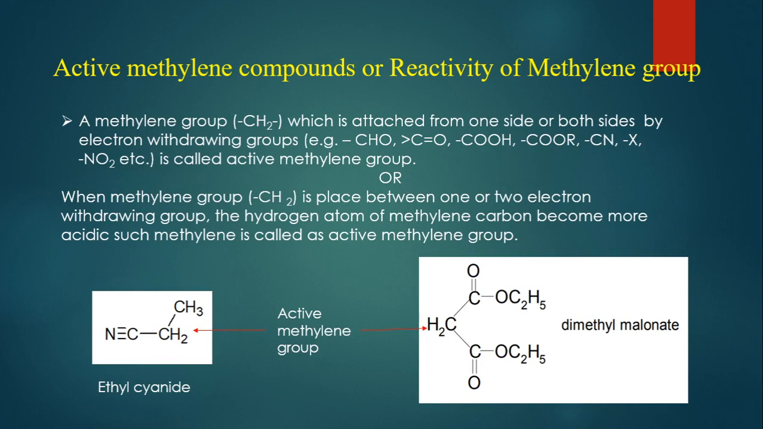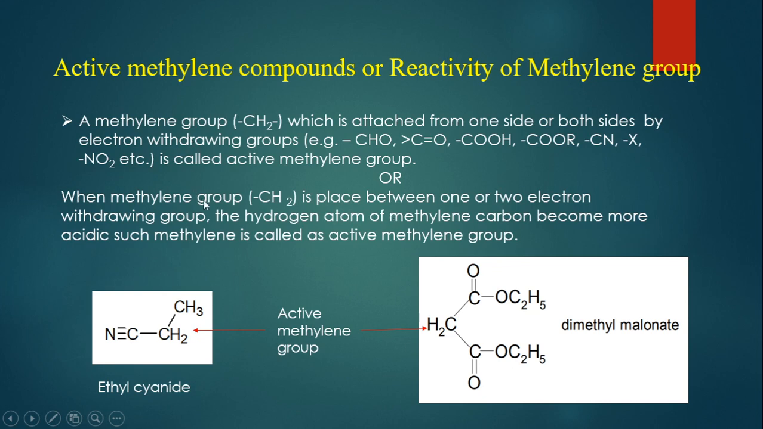Now we are going to discuss the active methylene compound or reactivity of the methylene group. What is an active methylene compound or active methylene group? A methylene group, CH2, which is attached on one side or both sides to an electron withdrawing group, that is CHO, meaning aldehyde, carbonyl, carboxylic, ester, cyanide, halide, NO2 group, etc., is called an active methylene group. Any methylene group trapped between electron withdrawing groups, or directly attached on one or both sides to an electron withdrawing group, is called an active methylene.